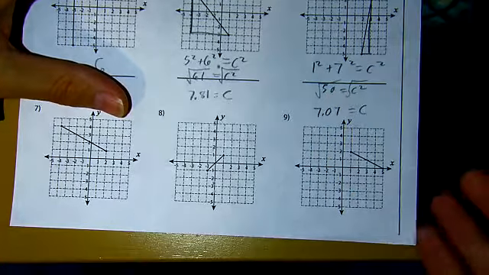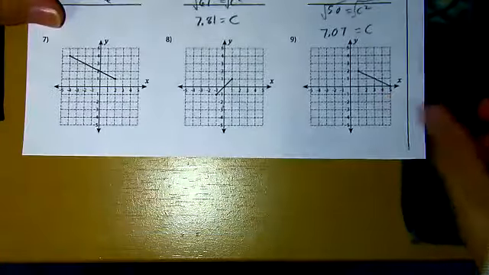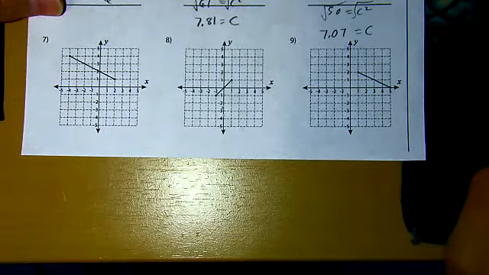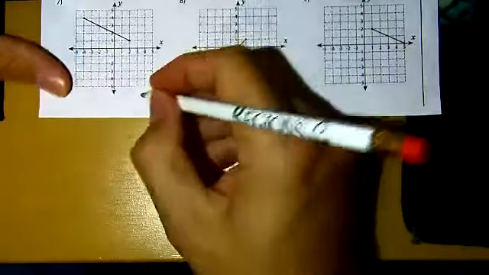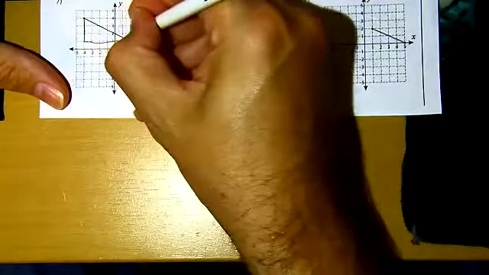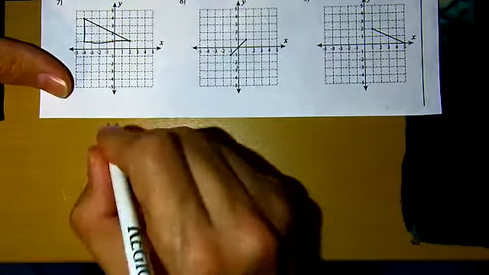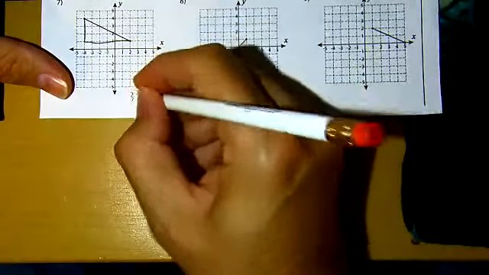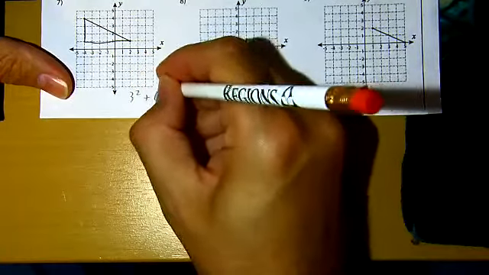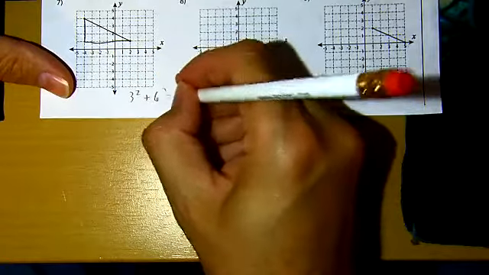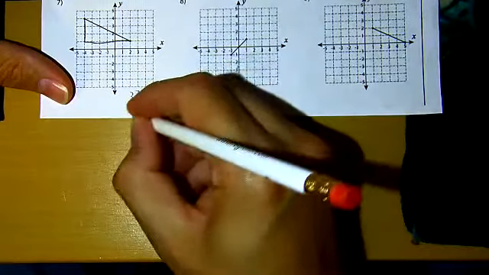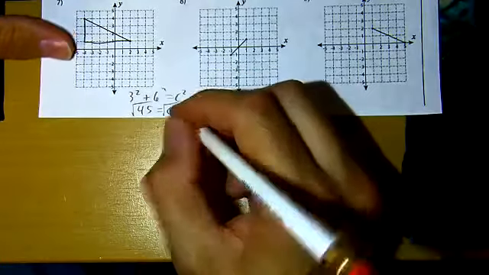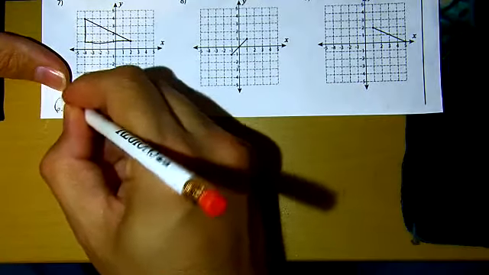Go ahead and pause your video and work these 3 problems. This one is 3 by 6, which is 45. Take the square root of both sides, you end up with 6.71.